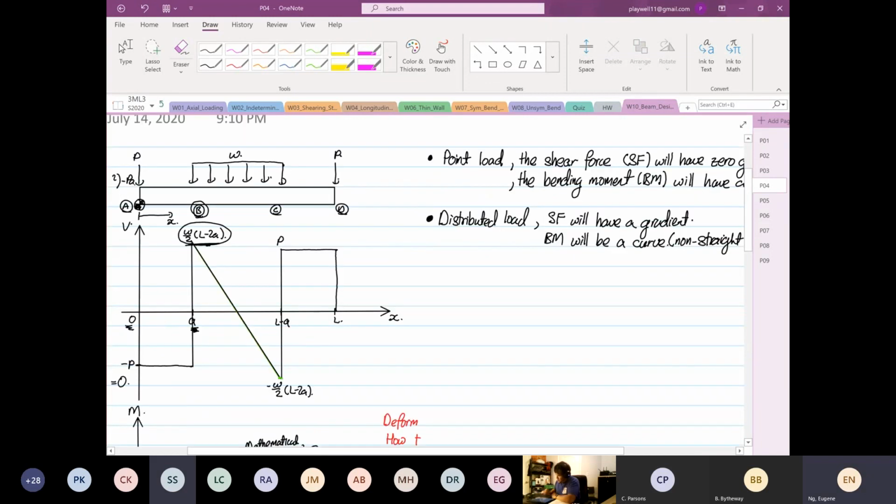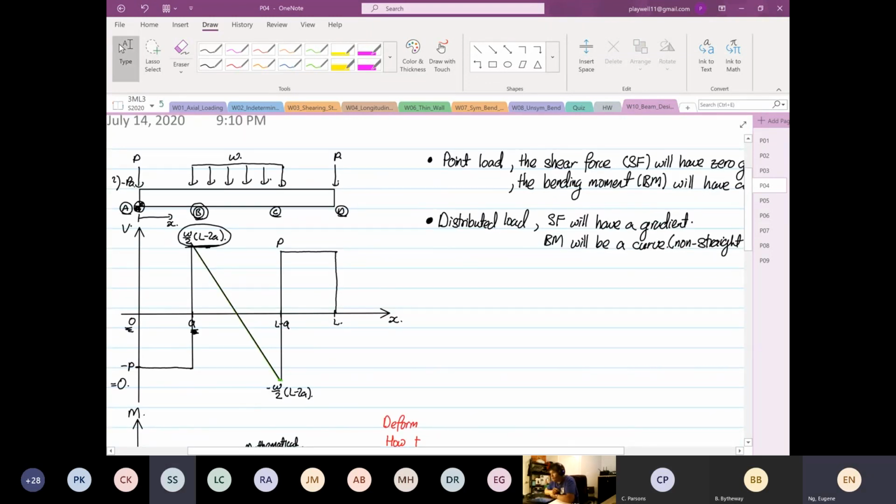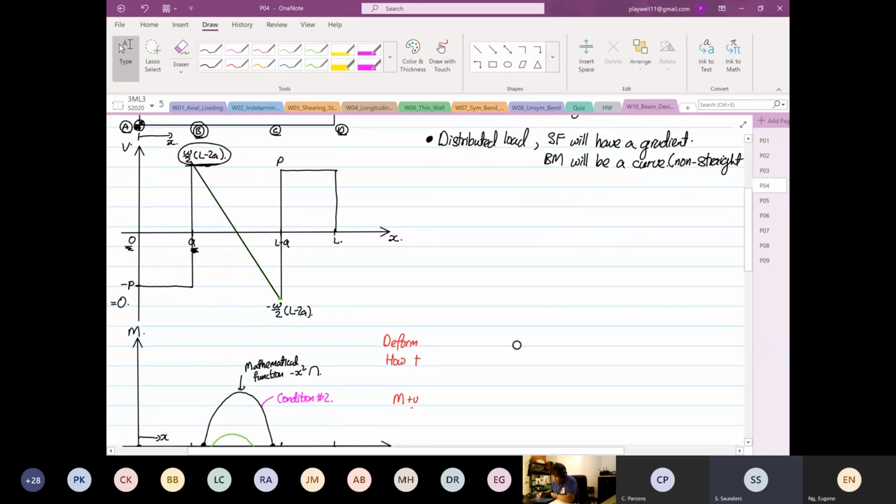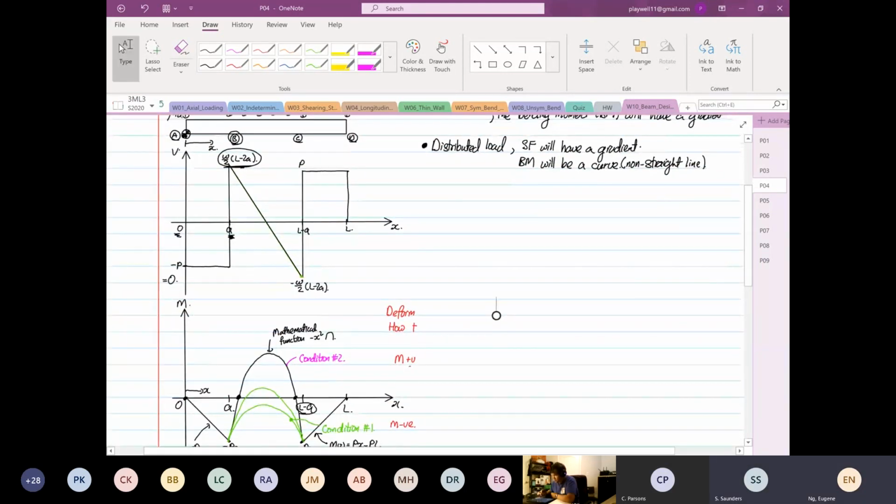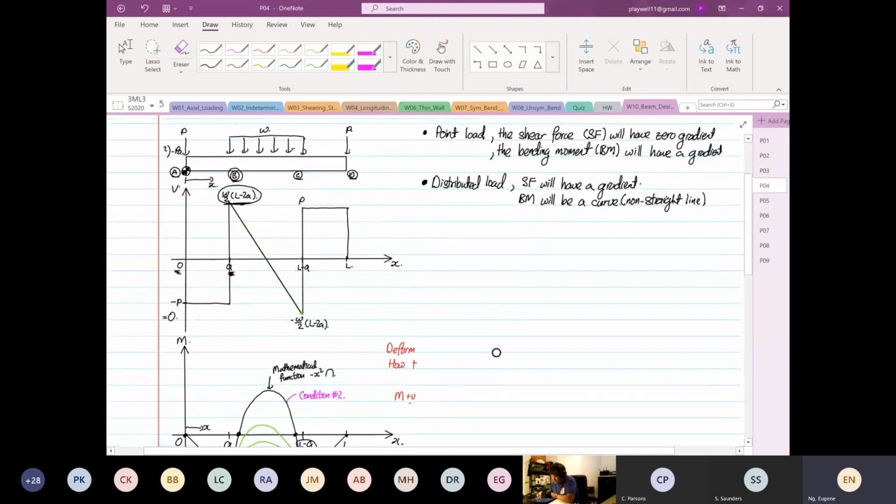Hey, Gene, would it always be a parabola or could it be curved in a different way? It will always be either a smiling face or a sad face. Okay.